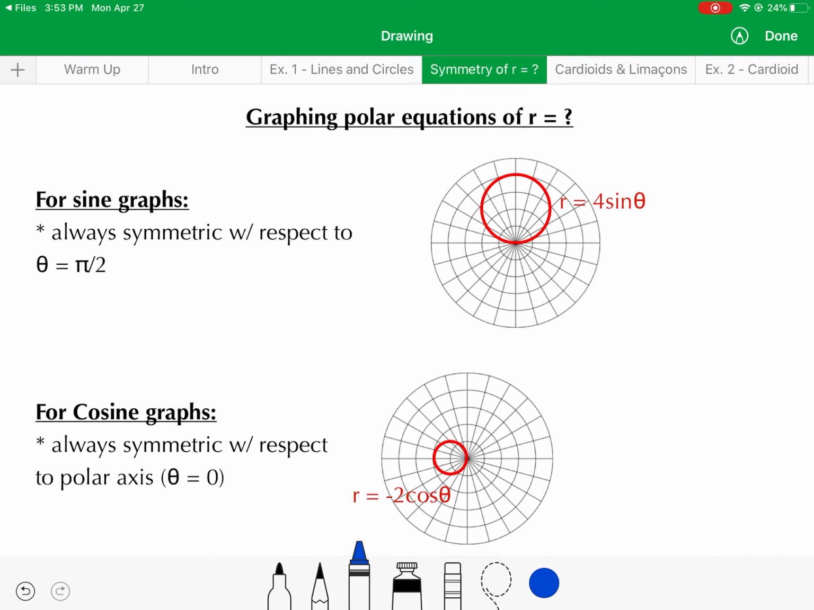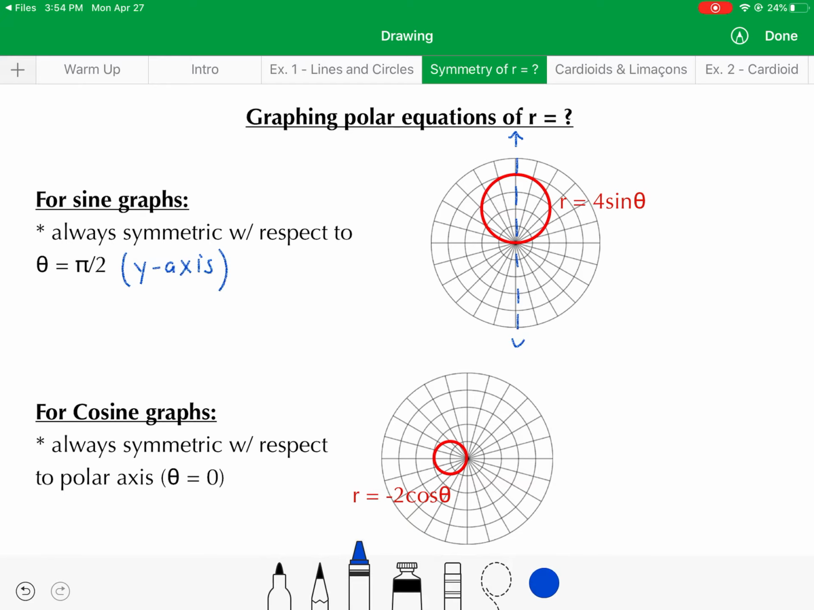Now we just learned something of the form theta equals pi over 2. That just represents a line. So in this case, it would be the line that coincides with the y-axis. Okay, so notice that the circle represented by r equals 4 sine of theta is in fact symmetric with that blue line I've drawn in.